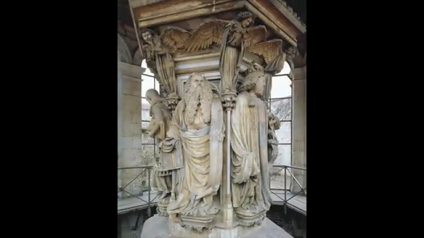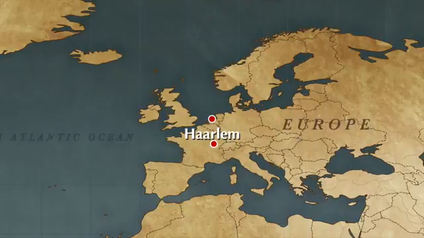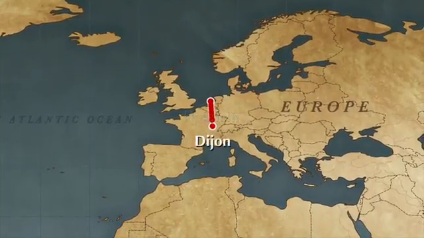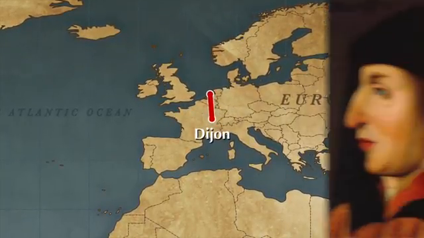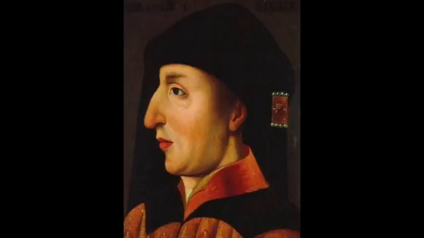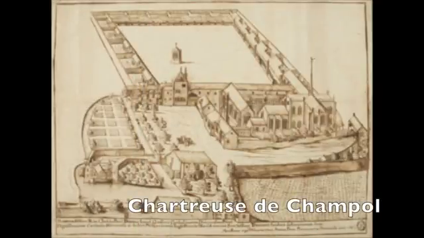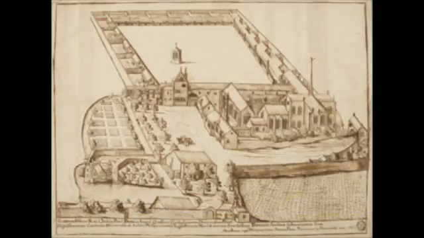Claus Slutter is the artist who created the Well of Moses, formerly known as Lacroix. He came from Haarlem, Netherlands to Dijon, France to create this masterpiece for Philip the Bold, the Duke of Burgundy. This Carthusian monastery was founded by Philip the Bold in order to provide vast burials for the Dukes of Burgundy.